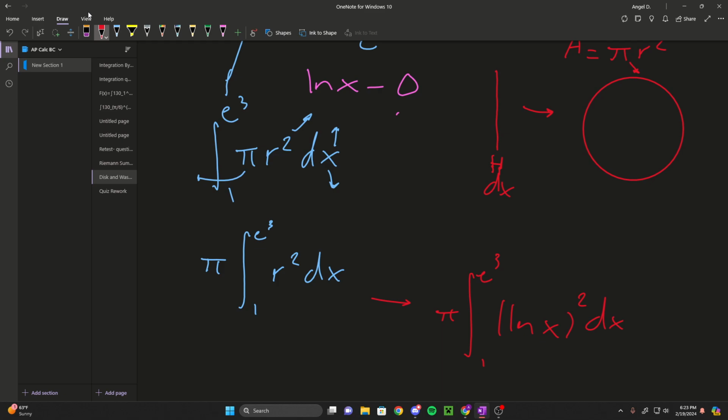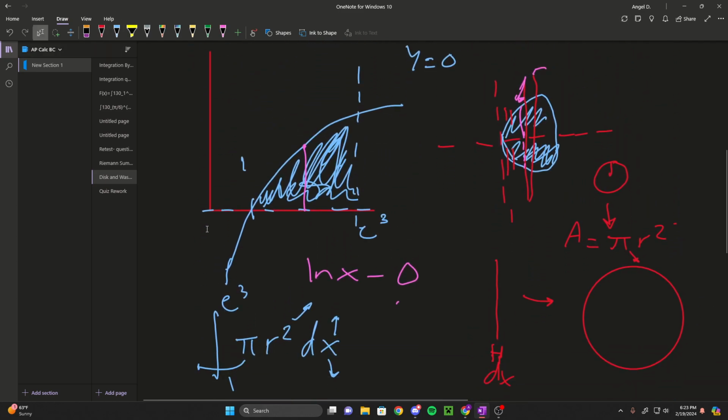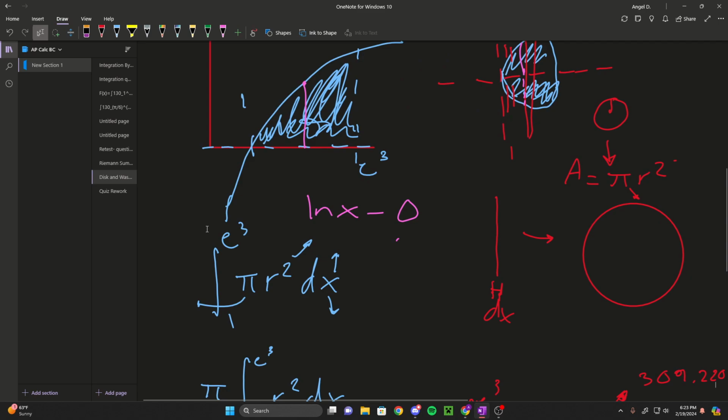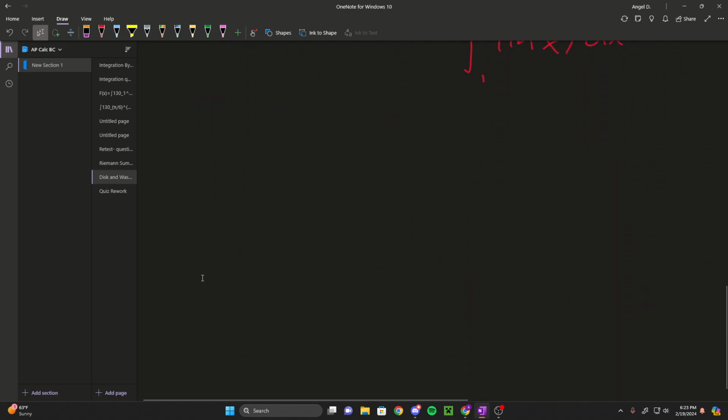This is from one of the quizzes. If this is the first quiz, if you want to go check it out. And that should equal 309,220. And that's just the disk method. We have a disk. We sum a bunch of these disks using the integral, and that helps us find the area. Pretty simple stuff. Now, moving on to the washer method.